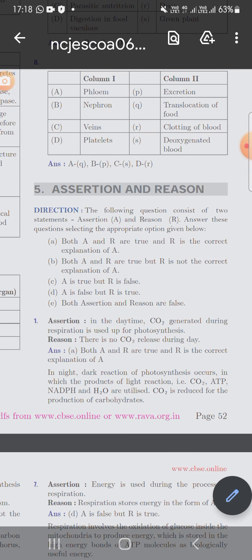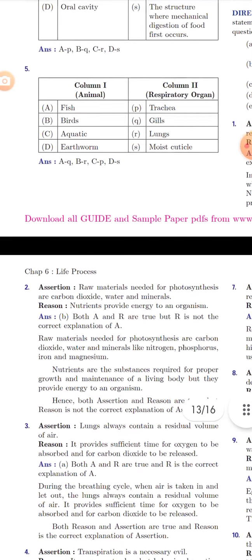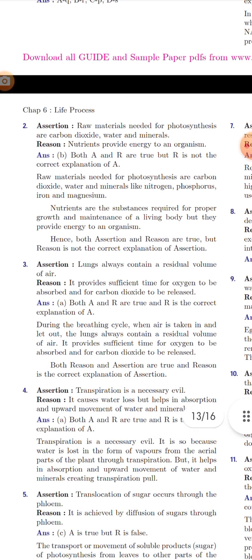The first one, as I have explained, assertion and reason, both of them are true and it is a correct explanation. Now let me go to the second question. Raw materials required for photosynthesis are carbon dioxide, water and minerals. That's true.